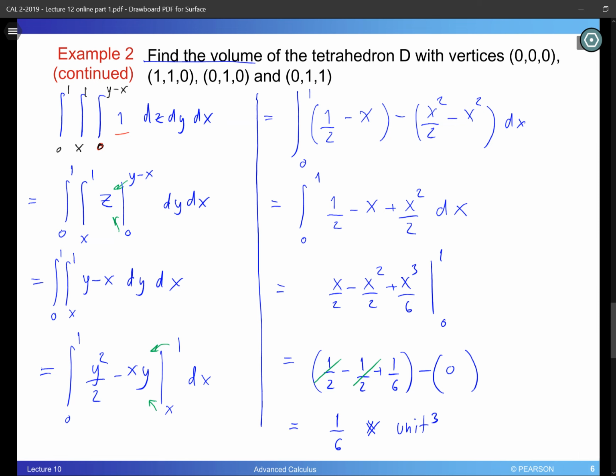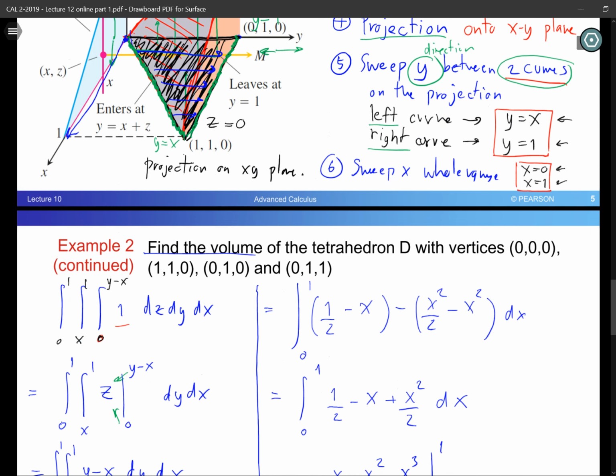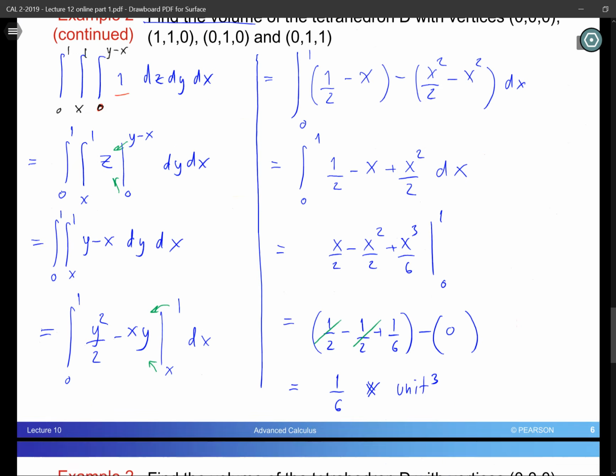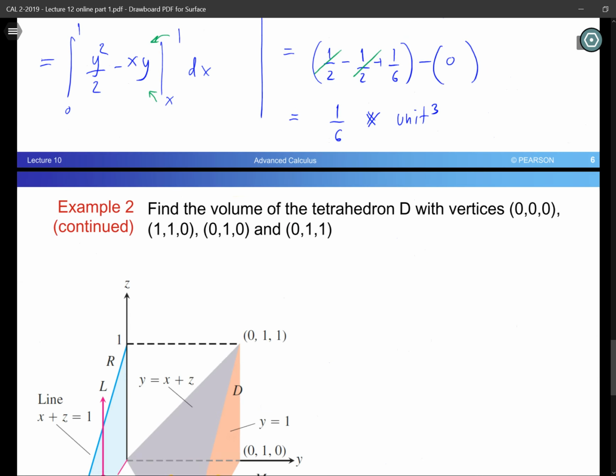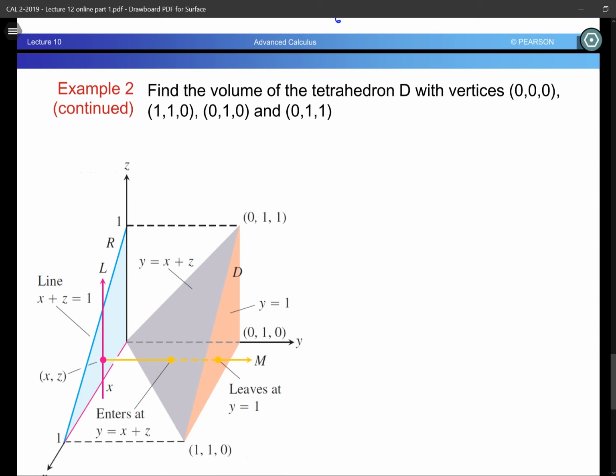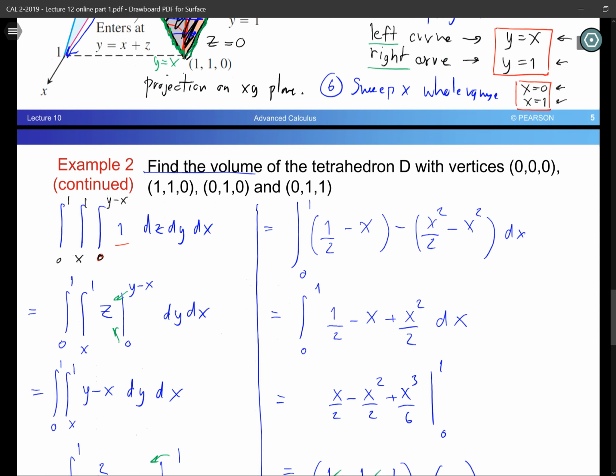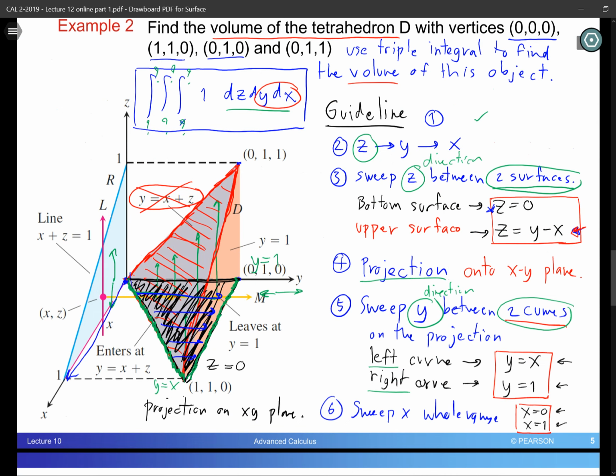Okay, so this is the answer for example 2, but I'm going to explain a little bit more on this example 2, because this diagram is so messy and you only see one of the possibilities for the order of the integration here. So you see dz, dy, dx here. Let's try some other orders. Let's see what's going to happen if you change the order and how it affects the shape of the object that you have to look at.